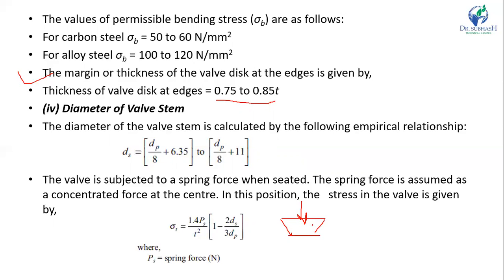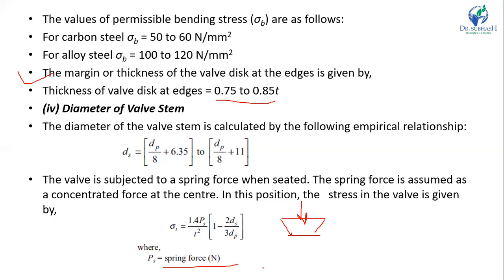So if we consider it, that stress sigma t is equal to 1.4 into ps upon t square, into (1 minus 2 ds upon 3 dp), where ps is the spring force in Newton. ps means the spring force in Newton.